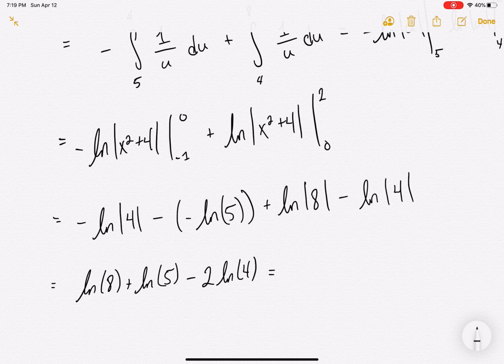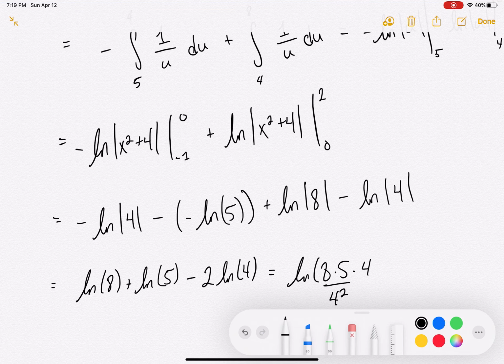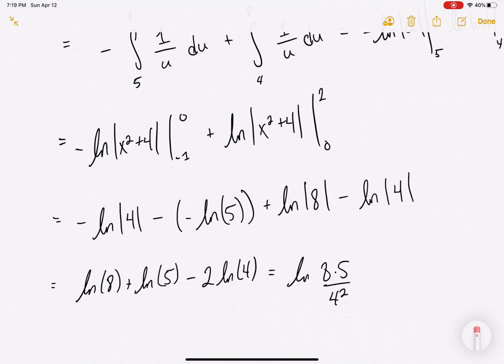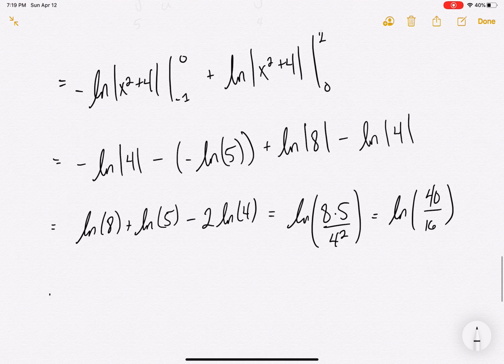We can use our log rules to simplify this if we want. This is the natural log of 8 times 5 times 4 divided by 4 squared, because natural log rules are kind of nice. So that's the natural log of 40 over 16, or the natural log of 10 over 4. And yes, we still got a positive answer even though it doesn't quite look like it.